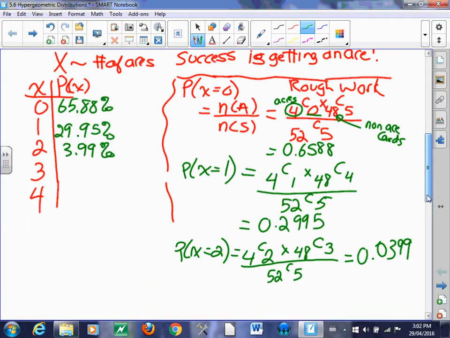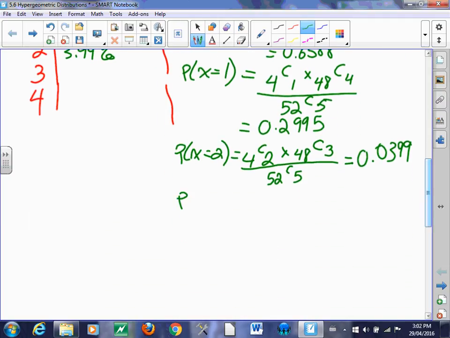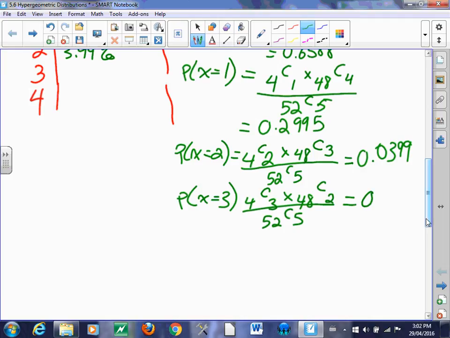Okay, so we're going to do a little bit more work here to get the 3 and the 4 and then put it in there. So when x equals 3, again out of 4, you're choosing 3, which is very, very tough to do in a 5-card draw. Okay, we have 48 non-aces, and in that case, we're going to be choosing 2 that are non-aces, all divided by 52, choose 5. Okay, plug it in, and you're going to get 0.0017, which means when we put it in our chart, it's 0.17%, and that's only 3 aces, guys.